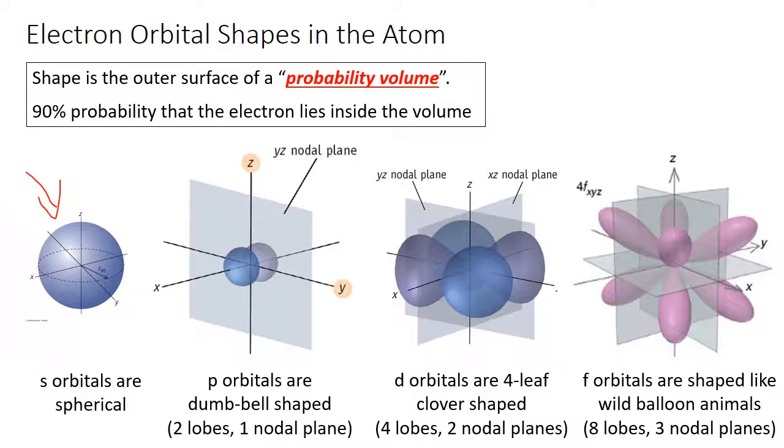And this, again, just comes completely from the Schrödinger equation mathematics and is the outcome derived from that mathematics. So understand that what these orbital shapes represent is a 90% probability volume, meaning there's a 90% probability the electron will be found somewhere inside of the volume that we're showing here.